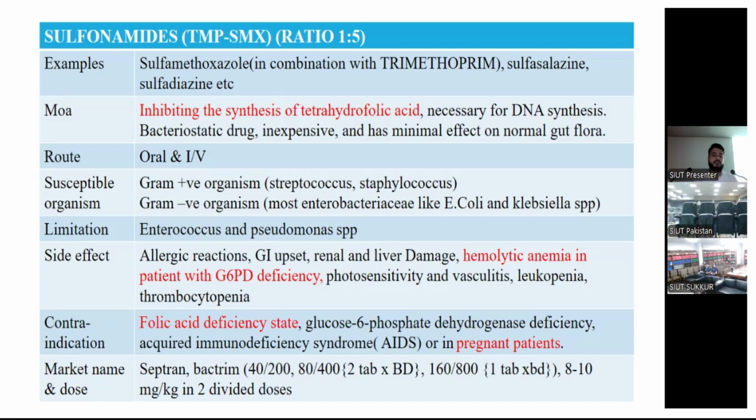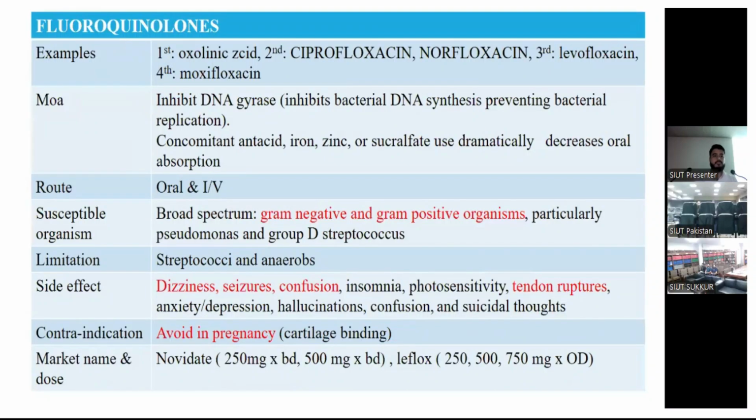Usual dose is 40/200 or 80/400, 2 tablets twice daily, or 160/800, 1 tablet twice daily. Trimethoprim-sulfamethoxazole was initially the first choice of drug for uncomplicated infection, but because of emergent resistance, the guidelines have now changed, which we will discuss later. Fluoroquinolones.